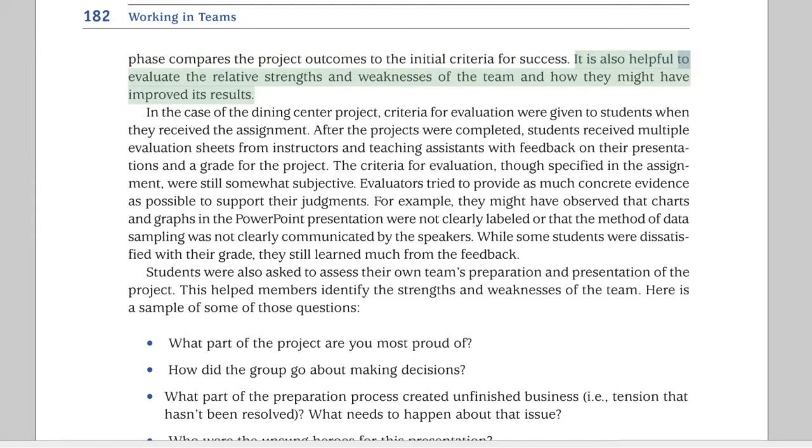It is also helpful to evaluate the relative strengths and weaknesses of the team, and how they might have improved its results. In the case of the Dining Center project, criteria for evaluation were given to students when they received the assignment. After the projects were completed, students received multiple evaluation sheets from instructors and teaching assistants with feedback on their presented tie-ins and a grade for the project. The criteria for evaluation, though specified in the assignment, were still somewhat subjective. Evaluators tried to provide as much concrete evidence as possible to support their judgments.